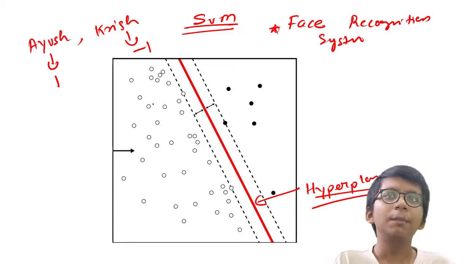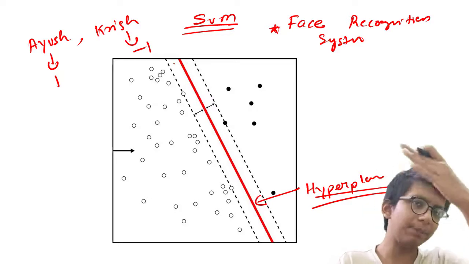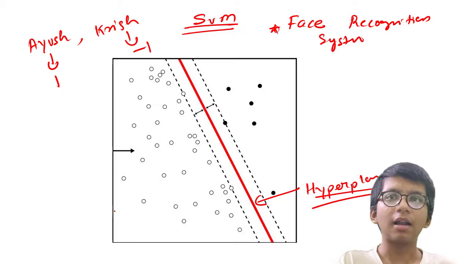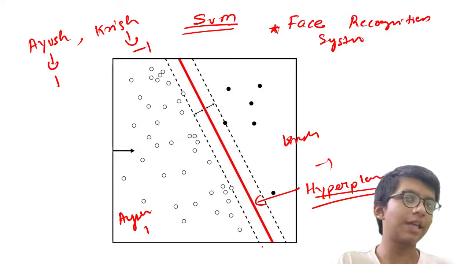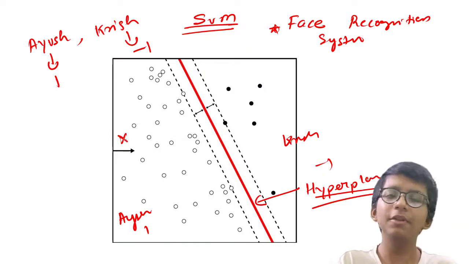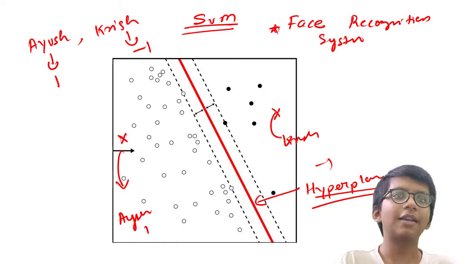You can see over here that these are two examples, and this is linear data, so we have made one hyperplane. These examples are Ayush, meaning my face, and these are Krish's face. So this is 1 and -1. You have separated them, so whatever new example comes, if it falls on this side of the hyperplane it will simply be classified as Ayush, and if it falls here it's simply classified as Krish.